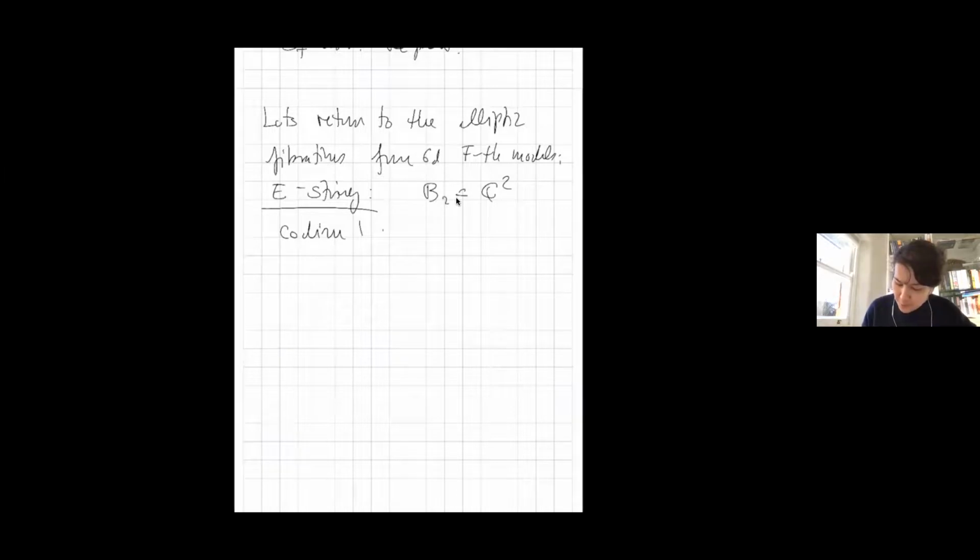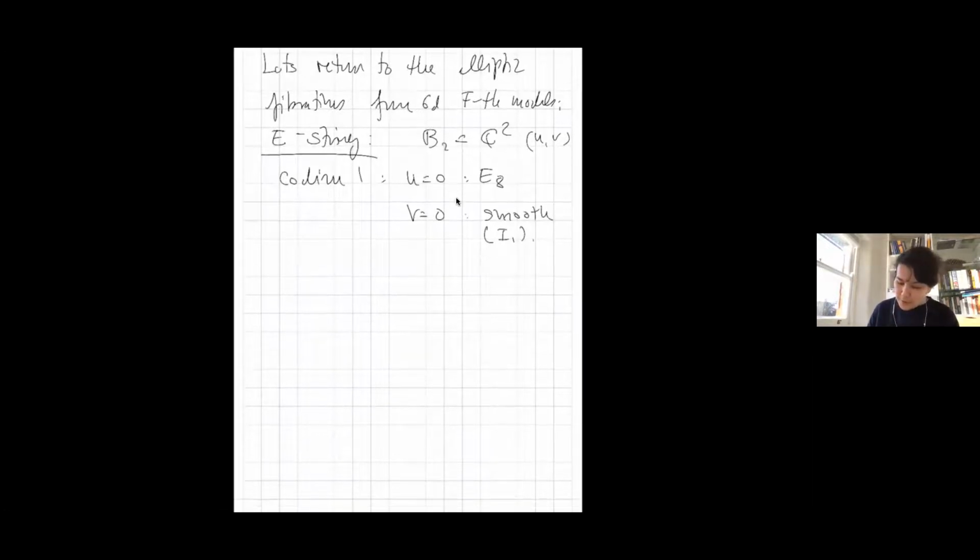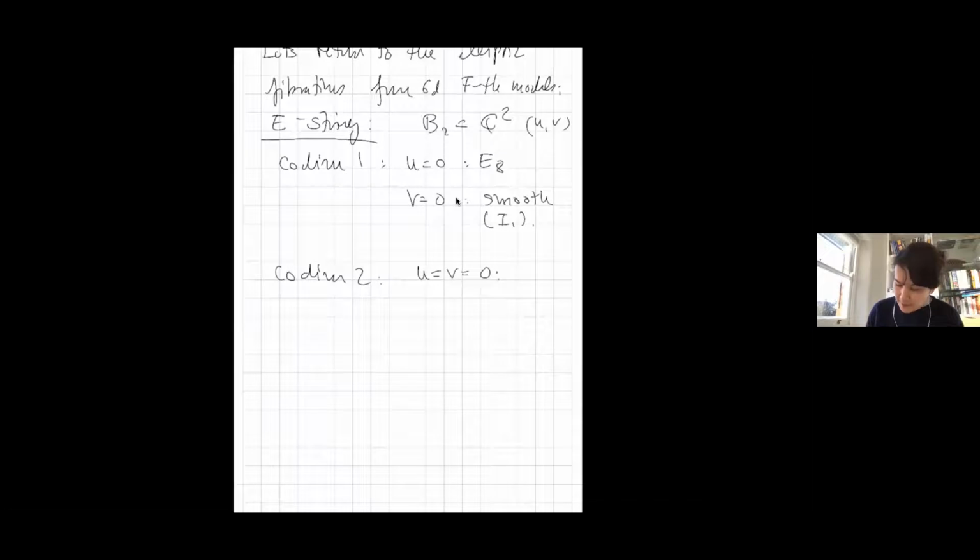In codimension 1, we want two types of singularities. C2 has coordinates u and v. At u equals 0, I want an E8 singularity, and at v equals 0, it's just smooth, usually called an I1 singularity in Weierstrass form. So it's just a node, the curve degenerates into a node, so there's no actual singularity there. But then in codimension 2, at u equals v equals 0, what this entails is that it gives you a non-minimal singularity.